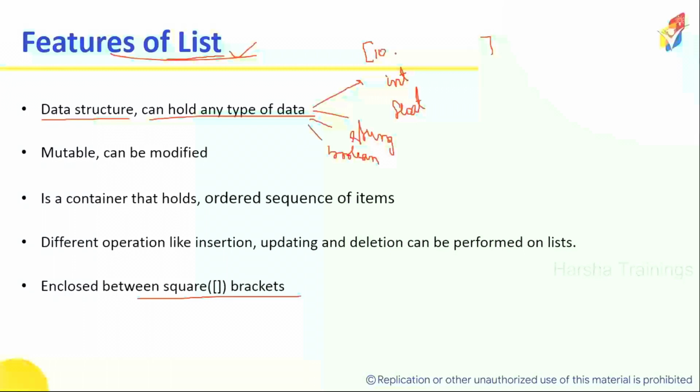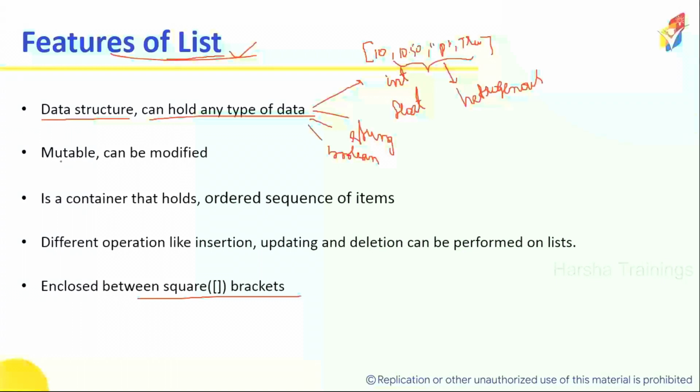Maybe 10 is an integer, 10.50 is a float, and within single quotes or double quotes, anything is a string. Then true is a boolean. That means I can store any kind of data: integer, float, string, true, all the data types. This is called heterogeneous. I can have any kind of data in list objects.